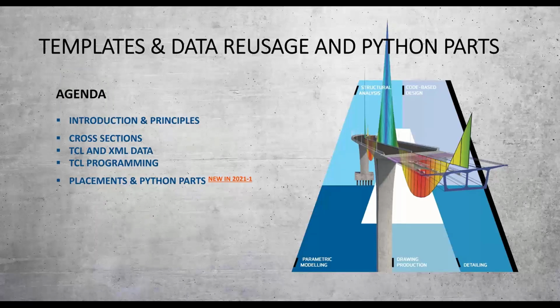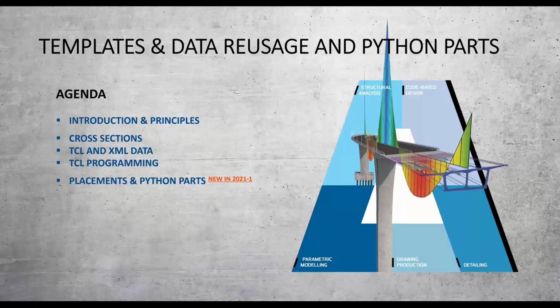Let's have a look at the schedule that we want to cover today. I would like to start with a little introduction to explain the principles and basics of our Allplan Bridge parametric solution. Then we will jump right into the topic, and there will be two big parts. One will be how to reuse data and templates regarding the cross-section, which is one of the major parts of our bridge structures. And the second part will be about the TCL data. I will explain this in more detail later.